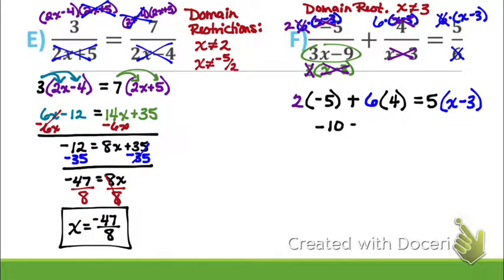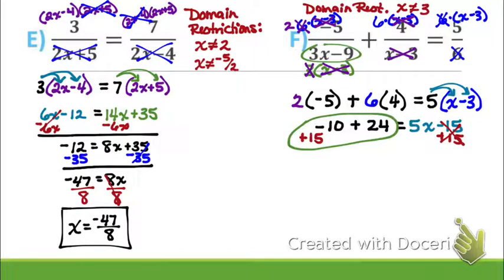So negative 10 plus 24 equals 5x minus 15. I only have x in one spot. It's over on the right, so I'm going to add 15 to both sides, and then I'll just combine everything together on the left.